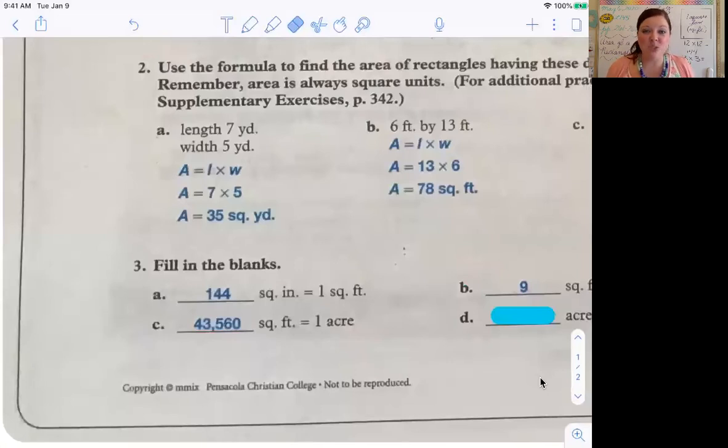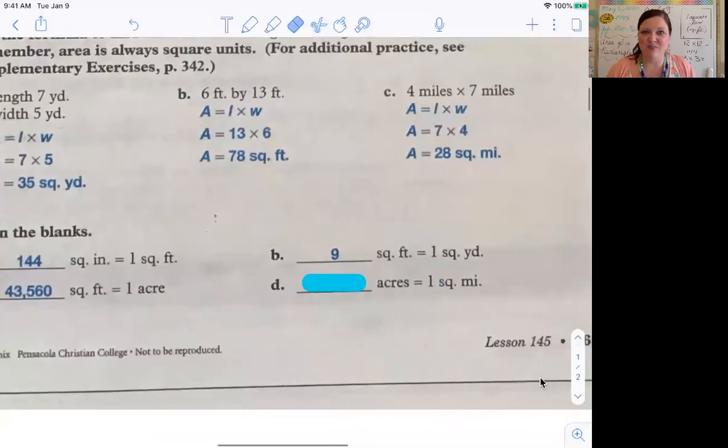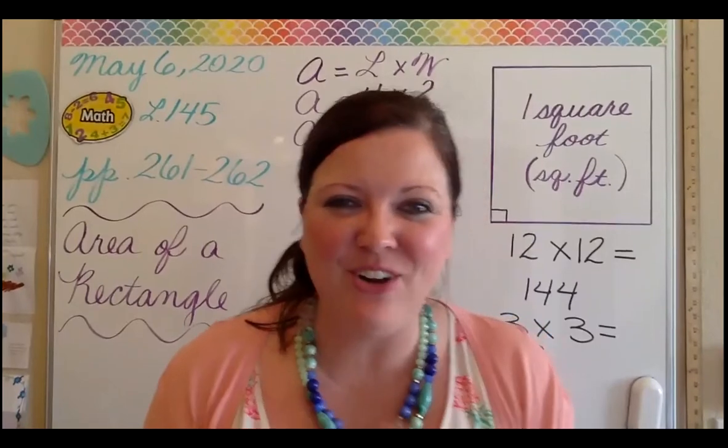43,560. How many square feet are in 1 acre? 43,560. Okay, let's look at our last one. This is one we're just gonna have to memorize. How many acres are in 1 square mile? 640. Great job, guys. Wonderful.